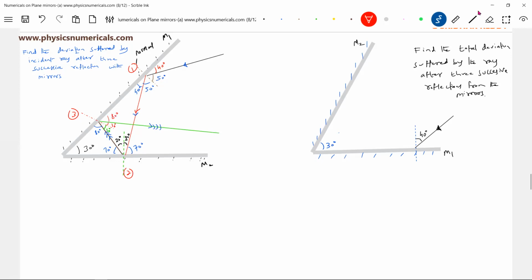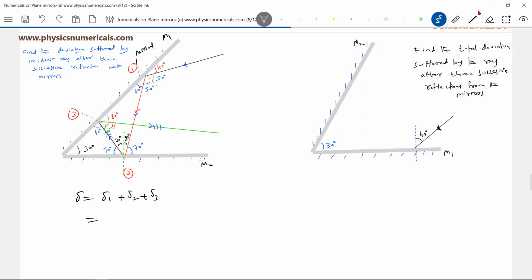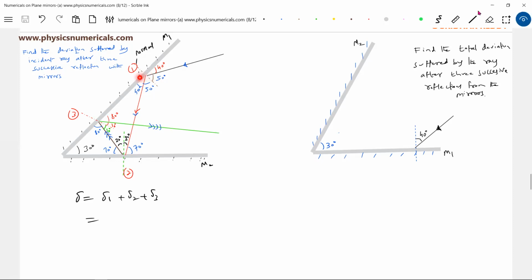He's asking now the deviation. Total deviation suffered by the ray. I think you should be very good in basic geometry here. So the total deviation should be equal to the sum of deviations at 1, 2, 3. Deviation at 1. See, what is the deviation at 1? The ray wanted to go straight, but it gets reflected by this mirror, no? It gets reflected by the mirror.